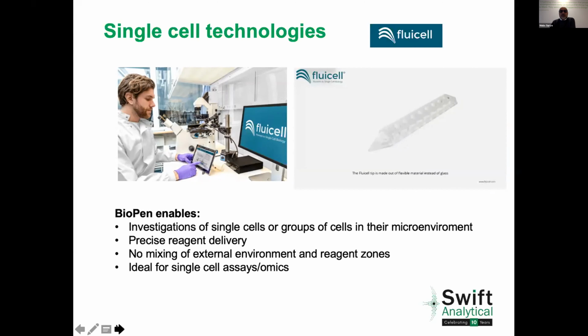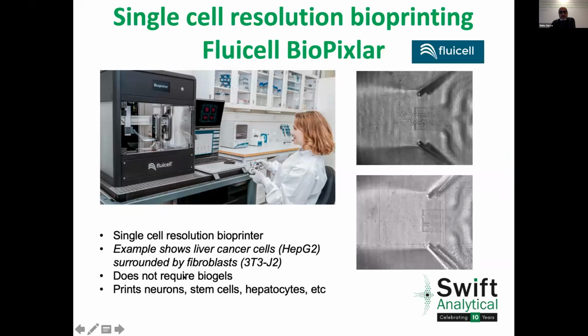The other product within the portfolio is called the BioPixlar. On the top, we've got the same principles as the BioPen, but it's been modified to enable dispensing of single cells with high resolution. If I run both videos, the top video shows how we dispense a liver cancer cell, and the bottom video shows how we can surround that with fibroblasts. The key thing to remember here is that you don't need to use biogels.